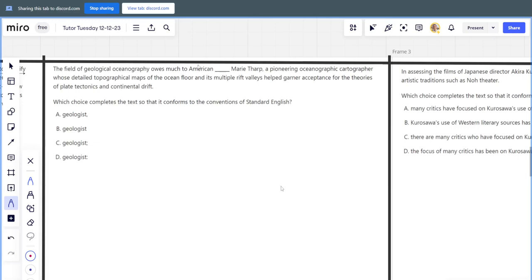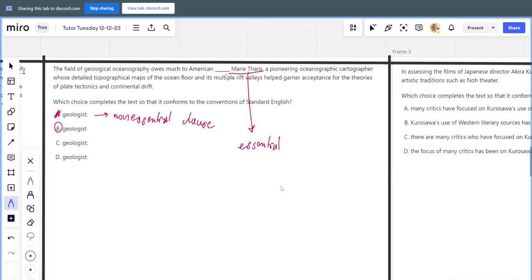Okay, so conventions of standard English. We can just try some answer choices here. The field of geological oceanography owes much to American geologist, Marie Tharp. If I put commas on both sides here, then that wouldn't really work, because that would be saying that this is a non-essential clause, non-essential information. And if I try to take that out, owes much to American geologist, a pioneering oceanographer, that doesn't really make sense. We need that name. It's actually an essential clause. So only non-essential clauses can be set off by commas on both sides. That leads me to think B is the best answer.